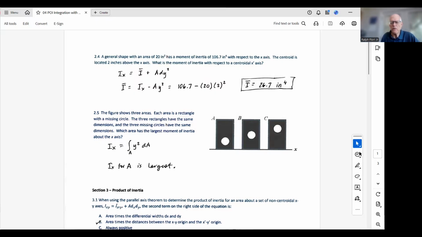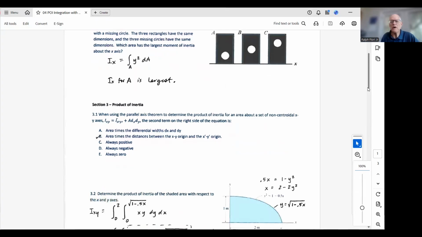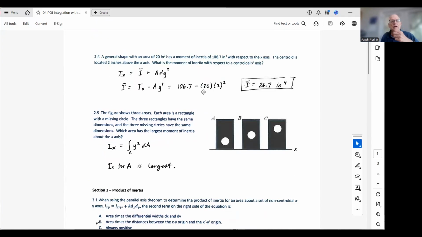Part of this document we're talking through also has some test questions on it, so let's talk about these test questions too while we're here. Here's a question. A general shape has an area of 20 inches squared, has a moment of inertia of 106.7 inches to the fourth with respect to the x-axis. So that's its Ix. The centroid is located 2 inches above the x-axis. What is the moment of inertia with respect to a centroidal axis?